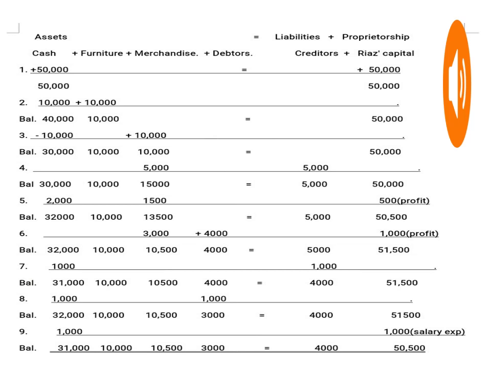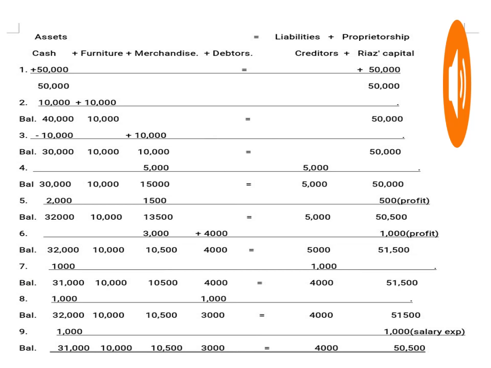Transaction number 5. Sold merchandise for cash rupees 2,000, which cost rupees 1,500. Now carefully understand this transaction. In this transaction, they said that merchandise was sold for rupees 2,000 and the actual cost of this merchandise was rupees 1,500. So there is a profit of rupees 500 which goes to the proprietor. An amount of rupees 500 is added to capital as profit, and on the debit side 2,000 is added to the cash account and rupees 1,500 is deducted from merchandise.